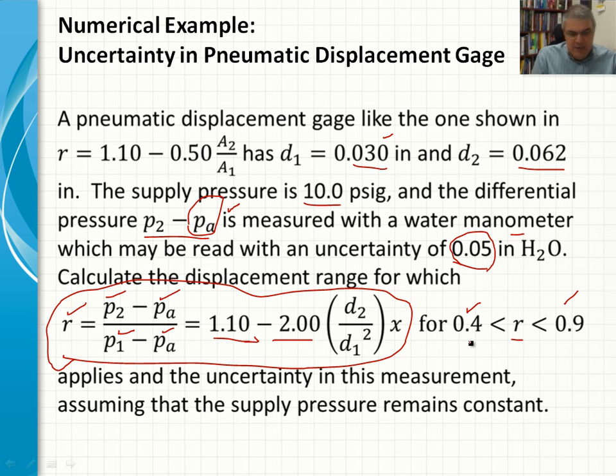If you want to do the analytical uncertainty, then we need to use our partial derivative methods and take the square root of the sum of the squares.